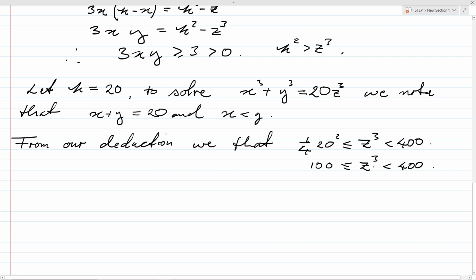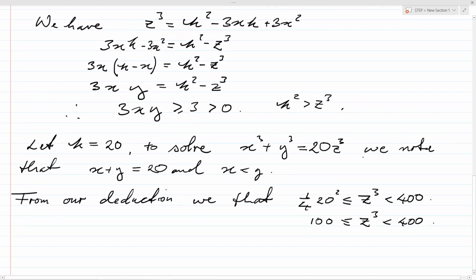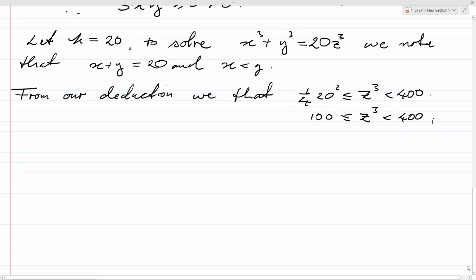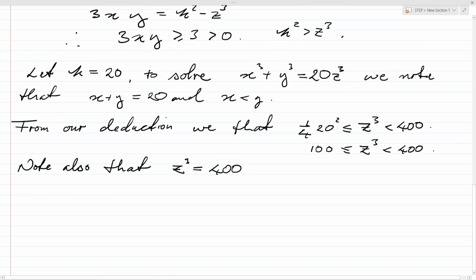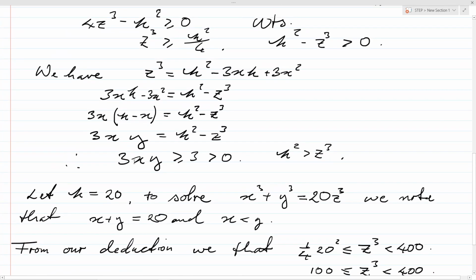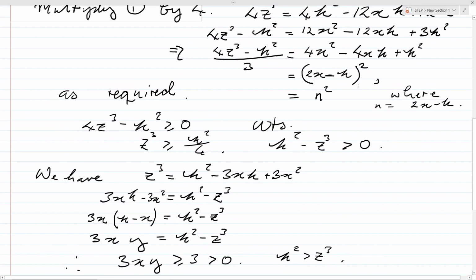Now we're going to use this fact and then the previous fact. Note also that z cubed is going to equal k squared. Well, k squared is 400, so it's going to equal 400. And let's just get back what it was we had to show. Where is it? Here.